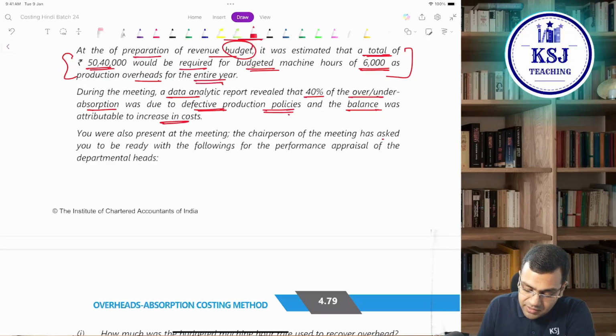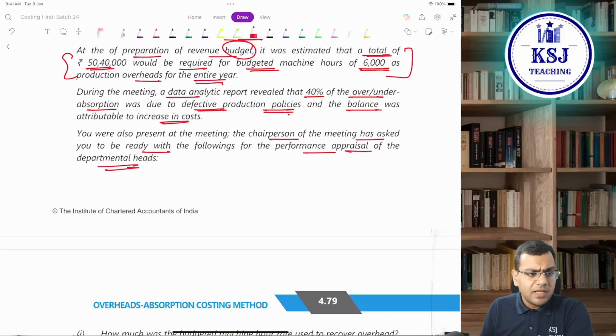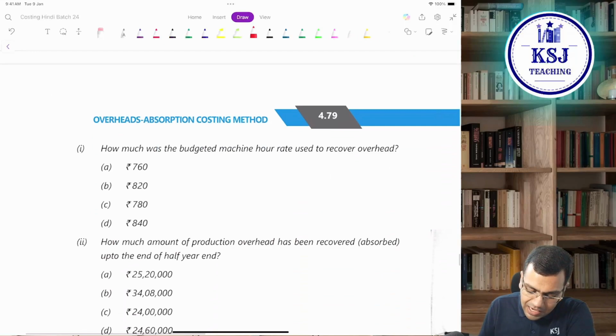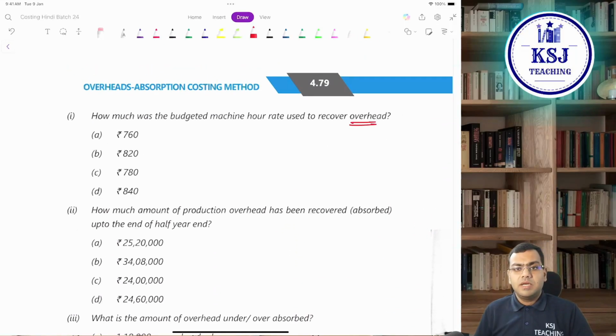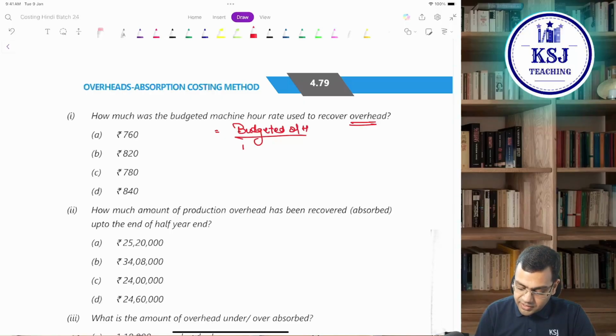You were also present at the meeting. The chairperson of the meeting has asked you to be ready with the following for the performance appraisal of the departmental heads. Let's see what is there. How much was the budgeted machine hour rate used to recover the overheads? Now, how do you calculate the machine hour rate? The machine hour rate is budgeted overheads divided by budgeted machine hours. This is how we calculate.